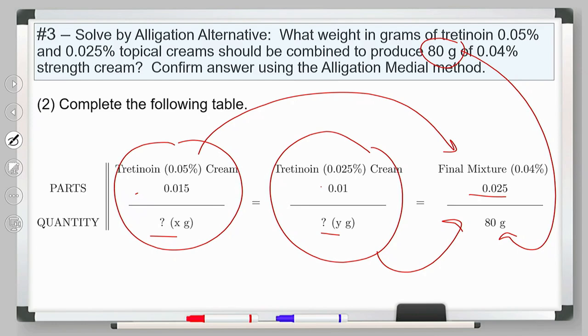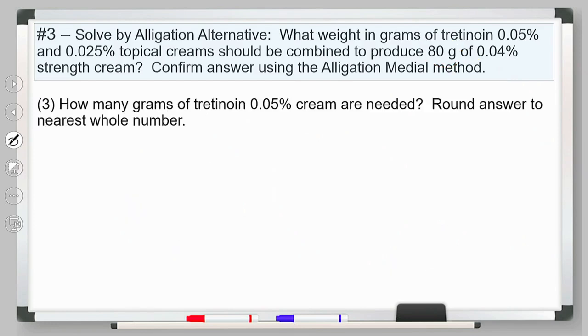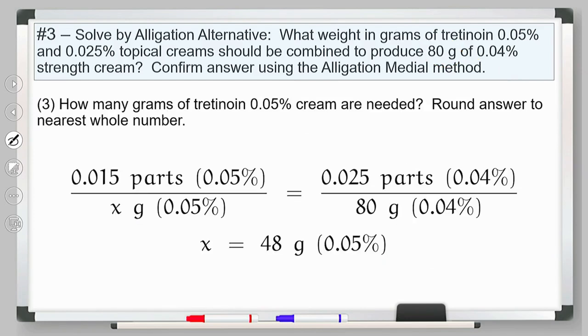All right? So let's see. The first thing I did was start to find the high concentration. For the 0.05, it was 0.015 parts over X equals 0.025 parts over 80. Solve for that by cross multiplying 80 times 0.015, divide by 0.025, and I got 48 grams. All right? So that's my weight. That's the weight of this cream.